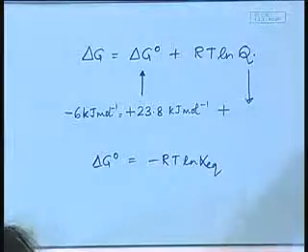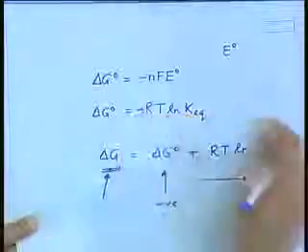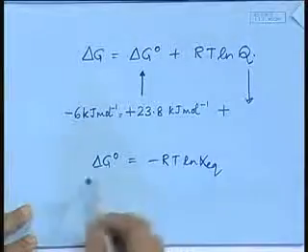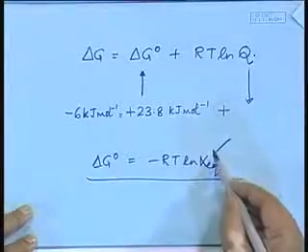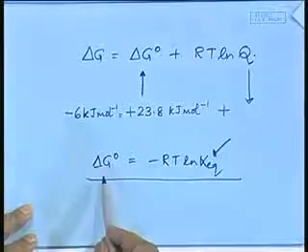I forgot to write a minus in the first one. I don't know if you pointed it out. Okay. So I can get this because I know what my delta G0 is.